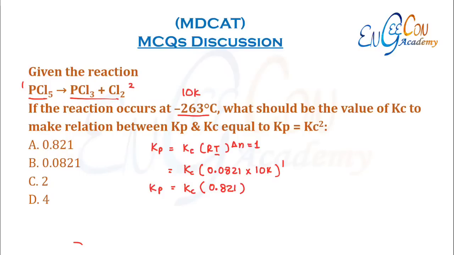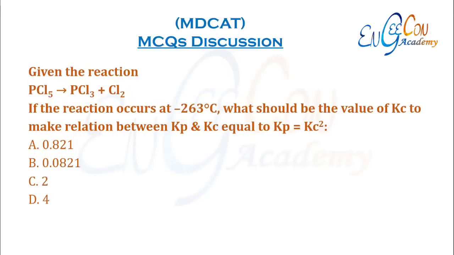Now if we want to make Kp equal to Kc square, we should take this term, 0.821, to also be equal to Kc. So if Kc is equal to 0.821, then Kc square would be equal to Kp. So A is the correct option.